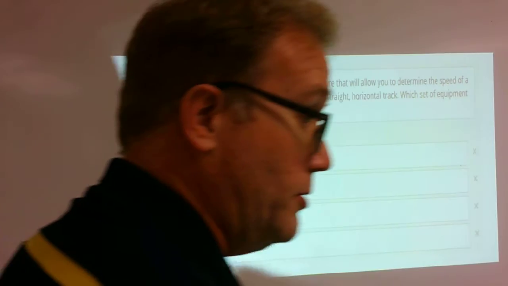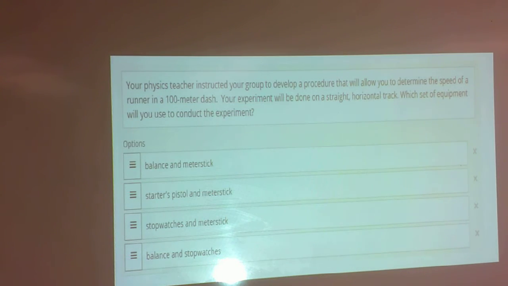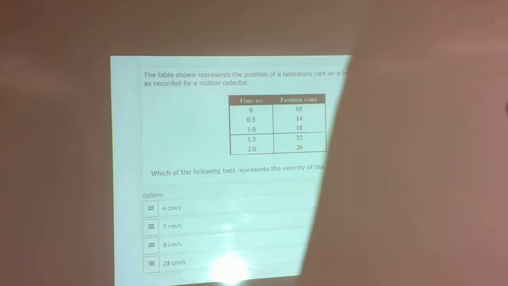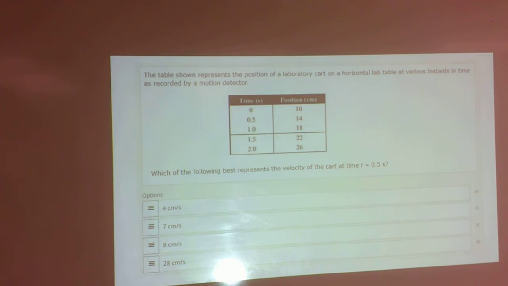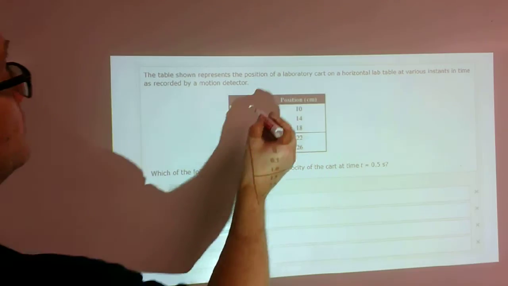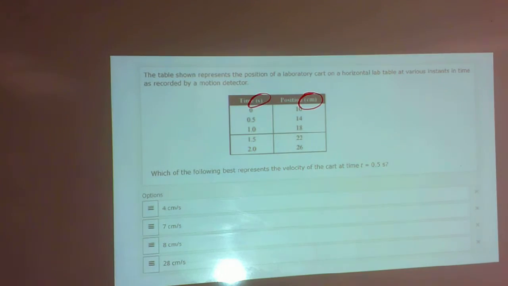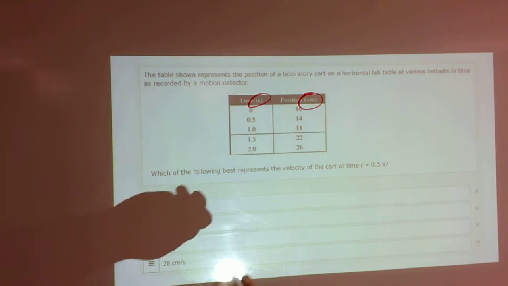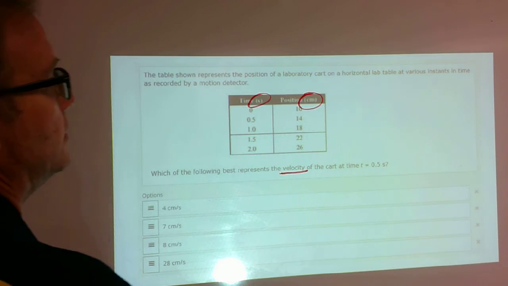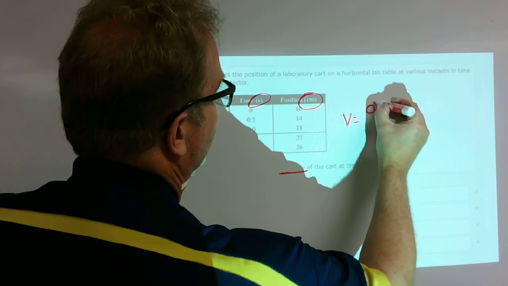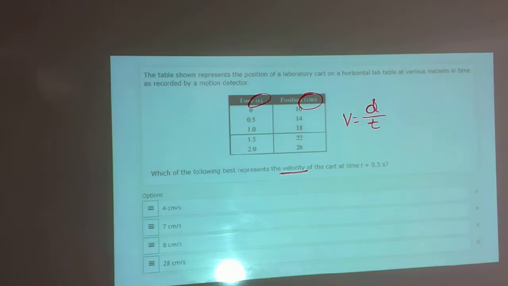Let's go ahead and go to number 3. A lot of the things in physics, you're going to look at graphs. You can figure out what the graphs are. You can look at what you're actually trying to find. So if we're looking at the position of a lab cart at various instants, you're going to notice that my units here are going to be this and this. So we're going to have to figure out velocity. So we're going to go velocity equals distance over time, which is now going to be kind of simple.